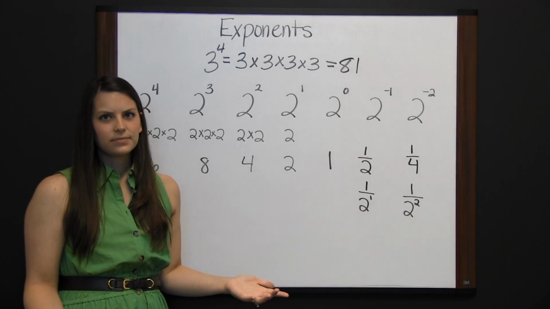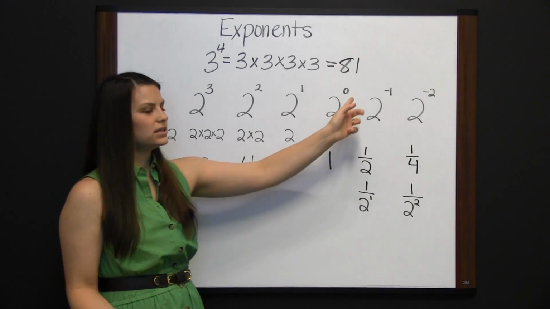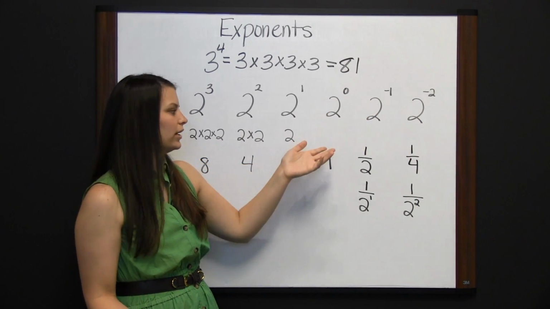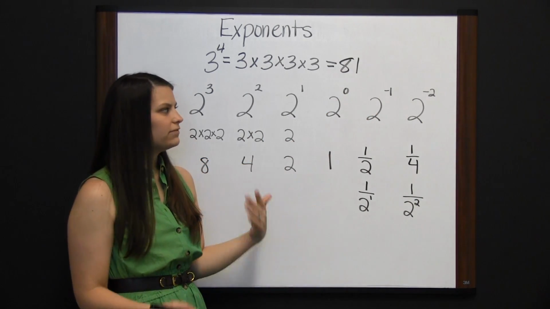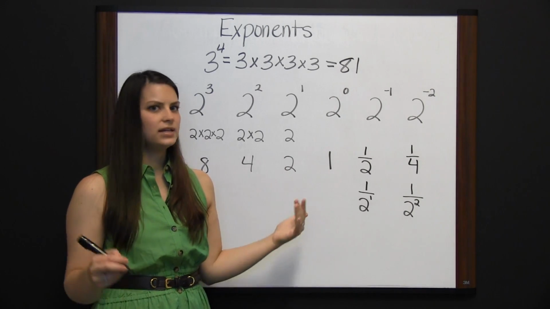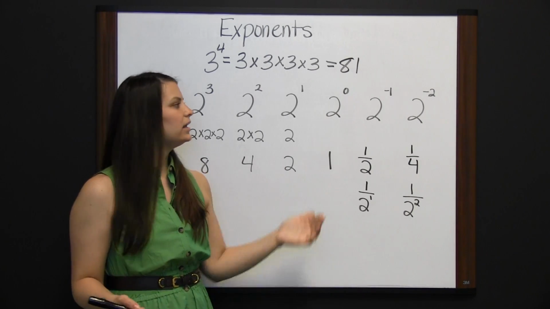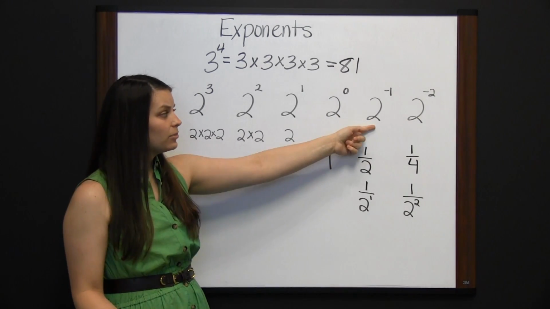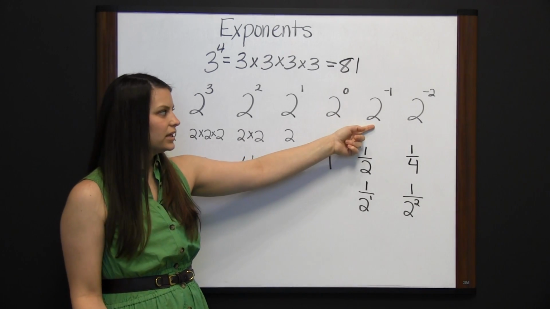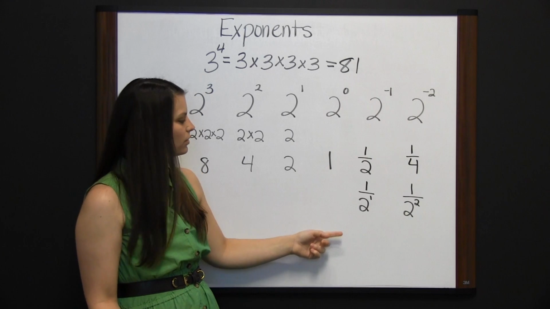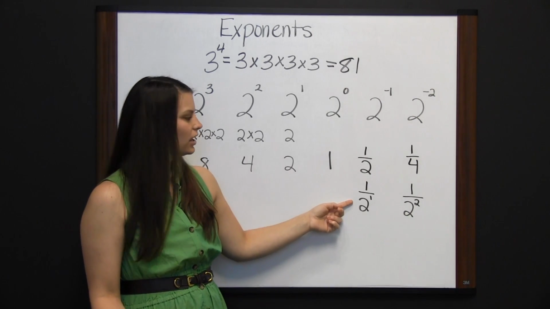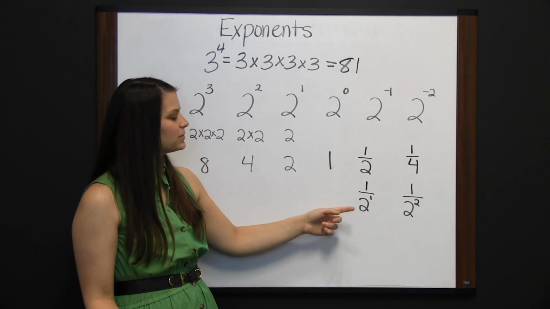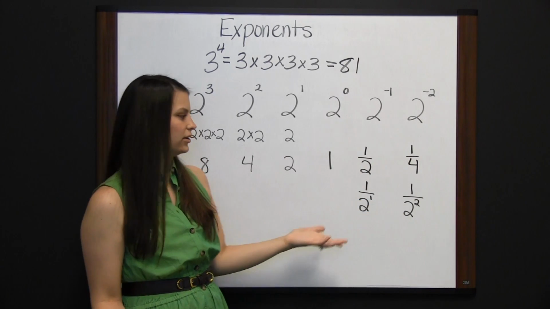Regardless of the base, it's true that a number raised to the 0 power equals 1. It'll always be 1. 5 to the 0 power is 1. 10 to the 0 power is 1. Any number to the 0 power is always 1. And a number raised to a negative power is the reciprocal or the multiplicative inverse of that number raised to its positive counterpart, like we did here.